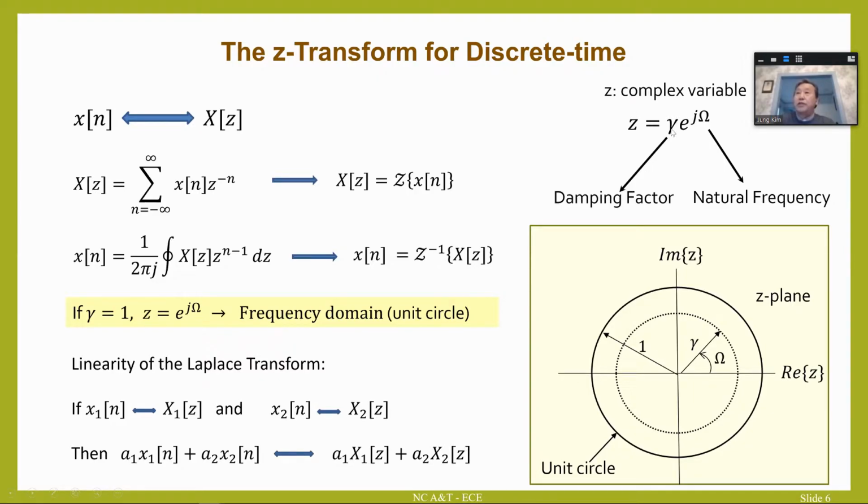So this magnitude gamma is the distance from the origin. If gamma equals 1, then the distance is 1. That is a circle, which we call the unit circle. So if gamma equals 1, that's a unit circle, and then omega is the frequency domain. The digital frequency is e to the j omega instead of j omega. That is the frequency domain.